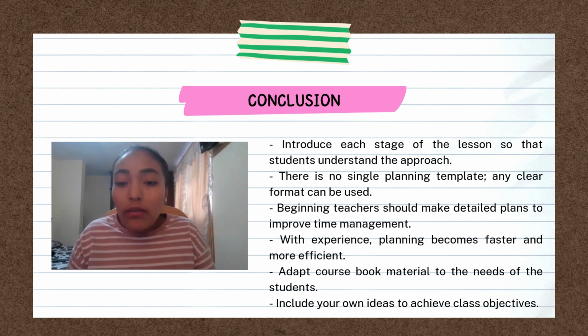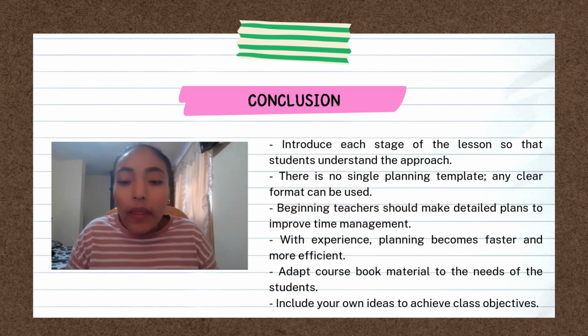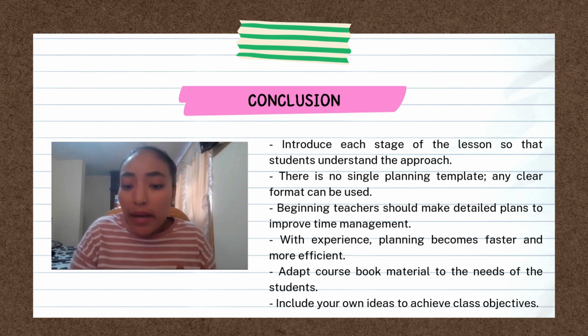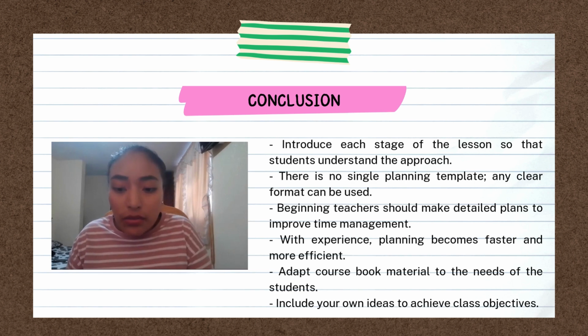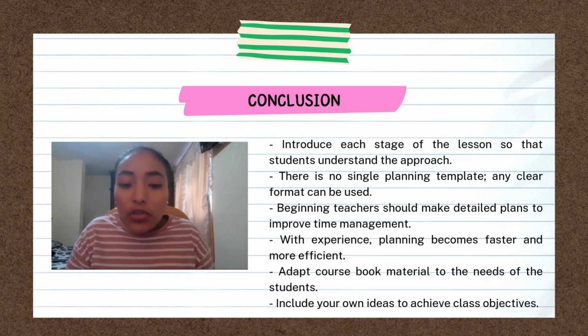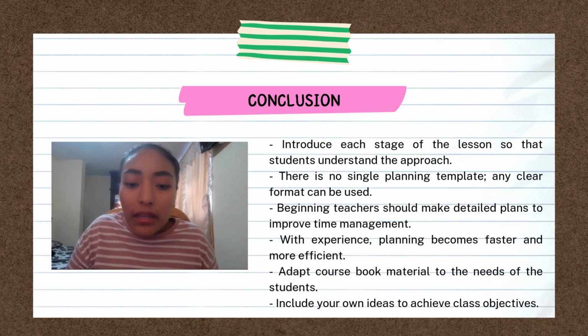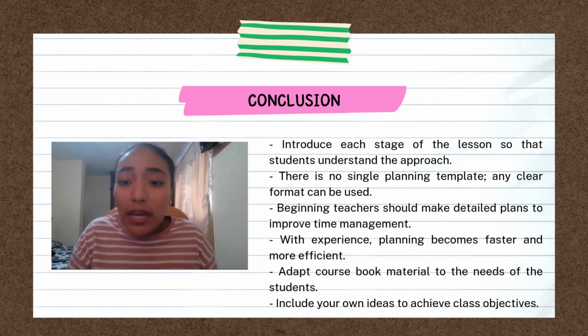Goal-based planning format focuses on setting specific objectives and designing activities around them. Planning based on learning stations divides the class into stations with different activities where students rotate. Beginners: teachers should make detailed plans.